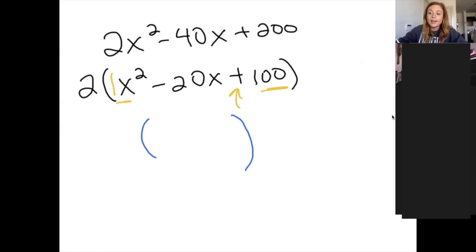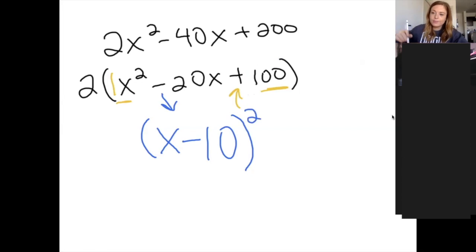Justin? X. X, yeah. And then the square root of 100 would be what? 10. And then the sign in the middle comes from whatever's in front of your B. So it would be minus. And then you put a little square at the top. And then because this one had a GCF, we also have to bring down that 2. But that's only if you have the GCF. Oh, that wasn't too hard.